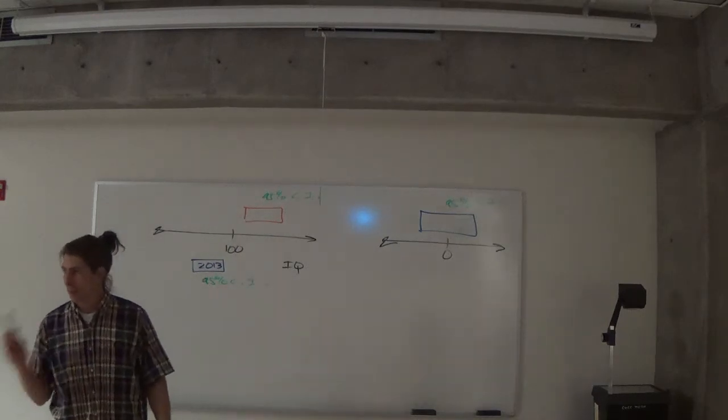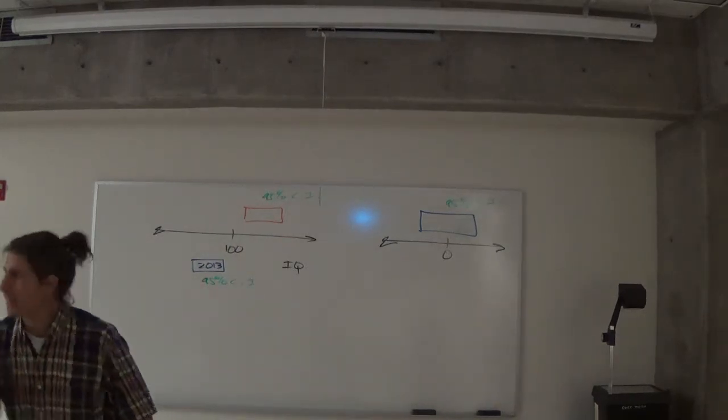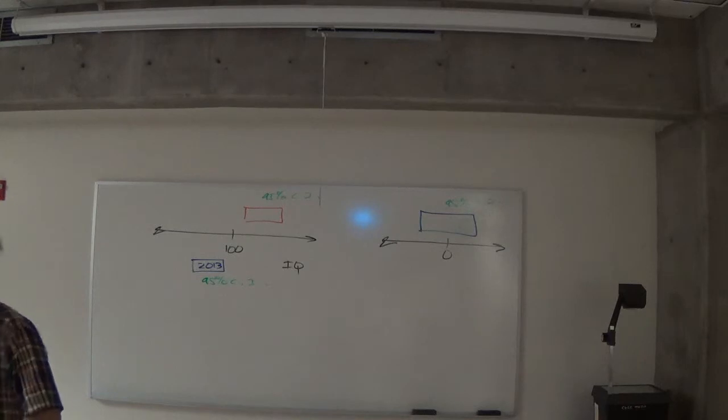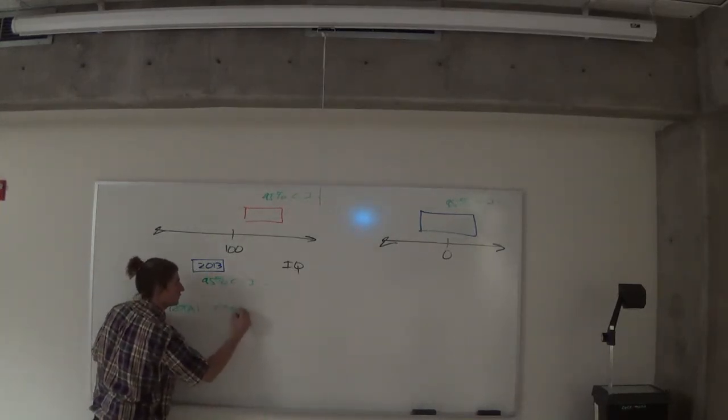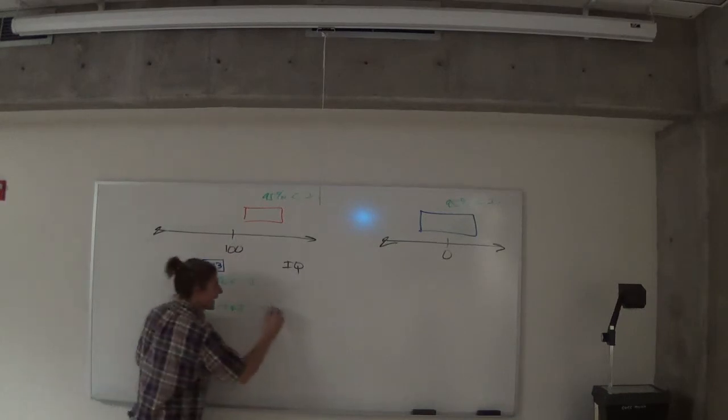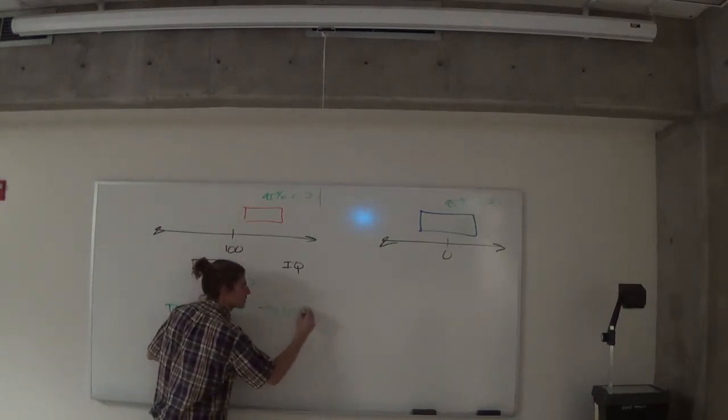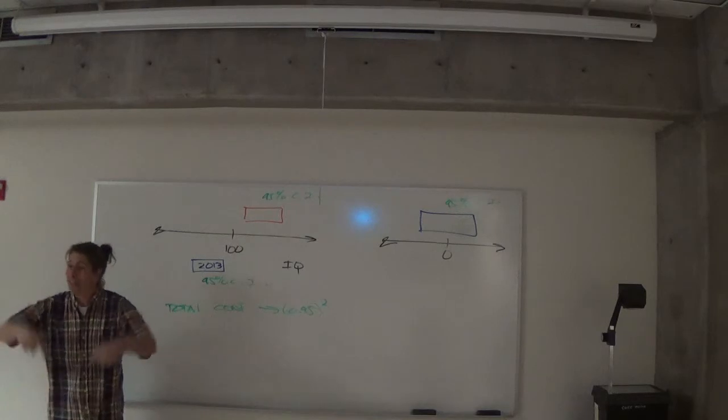And what does the word "and" mean in statistics? It means to multiply. So really, your total confidence in this study is actually 95% squared, which is less than 95.